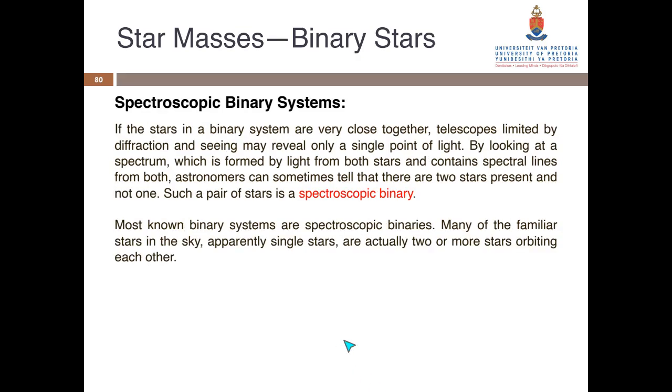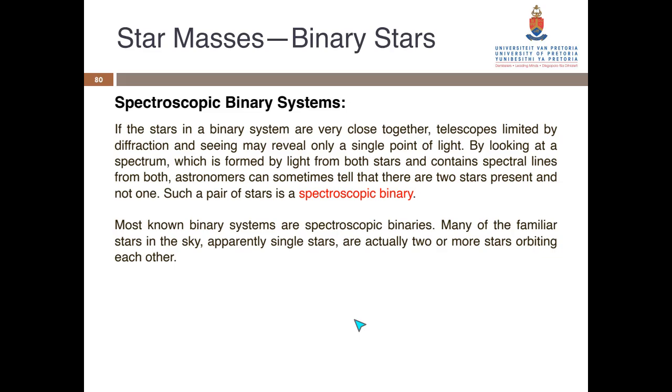So now we've done visual binaries. The next one is spectroscopic binary systems. If the stars in a binary system are very close together, their telescope images, limited by diffraction and seeing, may reveal only a single point of light.